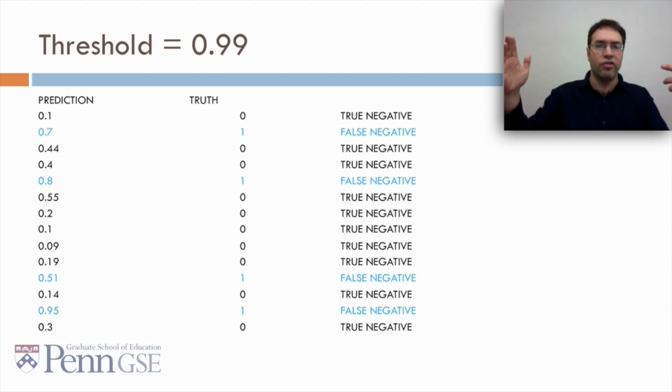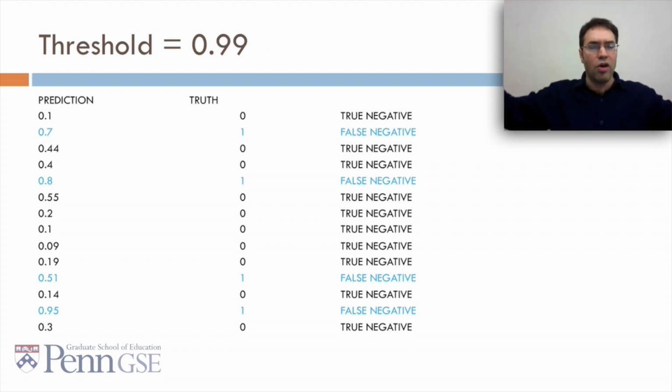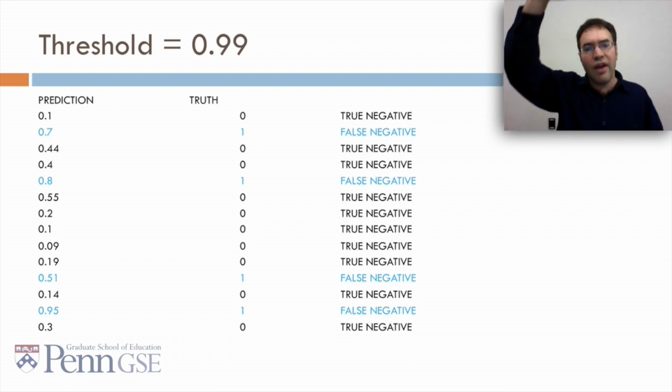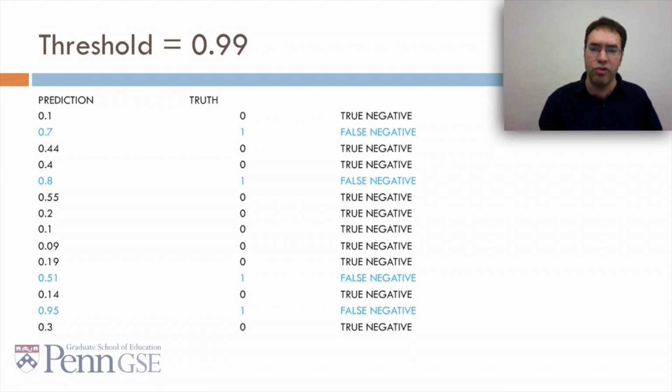And again, if we try other thresholds, we'll have a different balance. If we try a threshold of 0.99, that's above all of the predicted values, so in fact everything's going to be treated as 0. Everything will be either true negative or false negative.